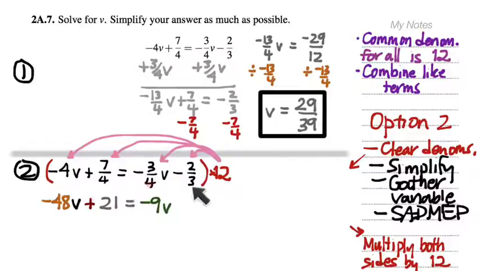And then finally, negative 2/3 times 12. This 12 divided by this 3 is going to give me a 4. Multiply that by 2. It's going to give me minus 8.